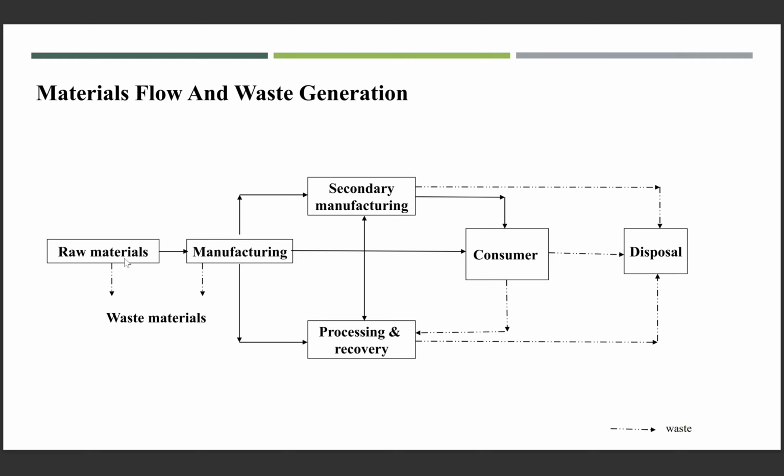Suppose there are raw materials, and in processing them, like doing some mining of metals, waste will be generated. In the manufacturing process, waste will be generated. Then if a product manufactured by an industry goes for further processing into another industry, then again in that secondary manufacturing there will be some waste generation, and from there the material goes to consumers. From consumers, it can be processed and recovered and sent again to industries for manufacturing, or from consumers it can go to disposal, and so on.